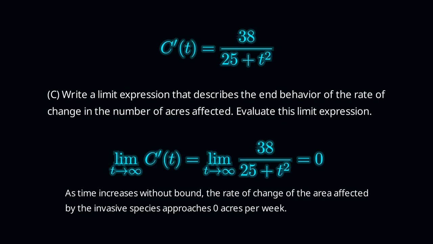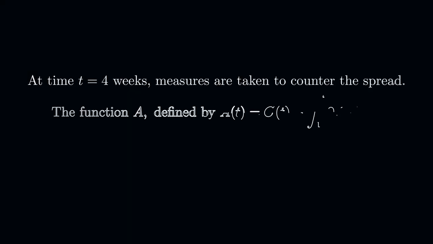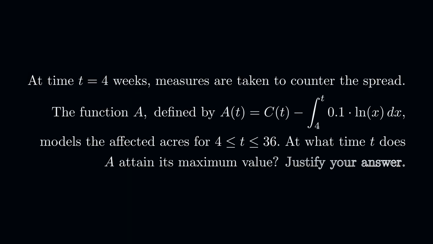Part C asks about end behavior. We take the limit of the rate function c prime of t as t approaches infinity. Since the degree of the denominator is higher than the numerator, the rate at which acres are being affected eventually drops to 0. Part D asks about the absolute maximum.